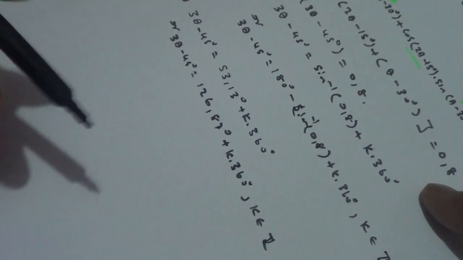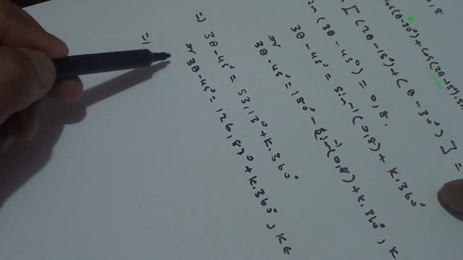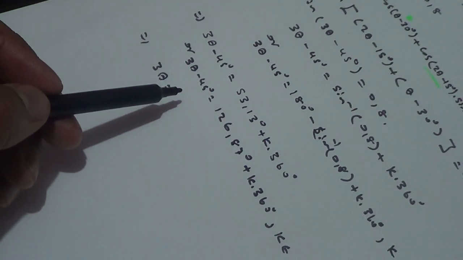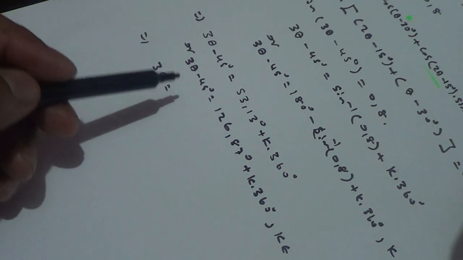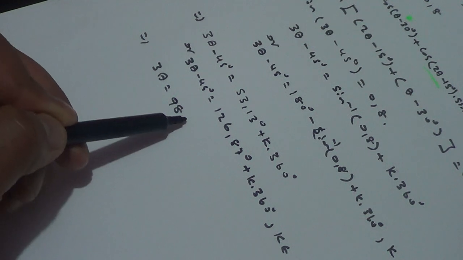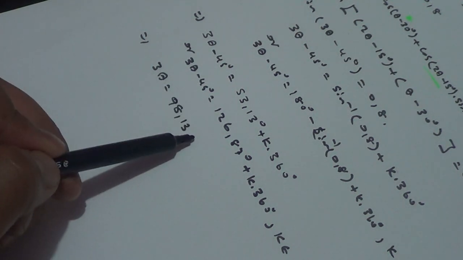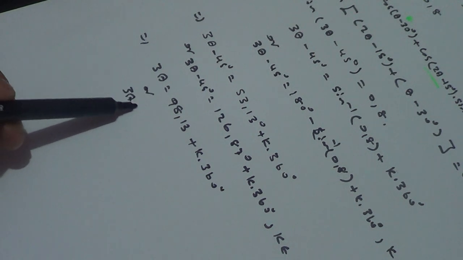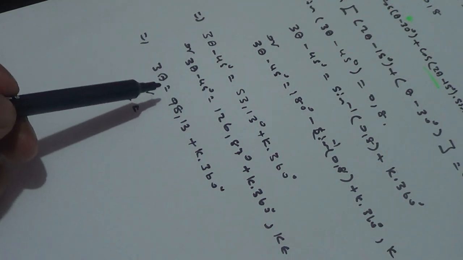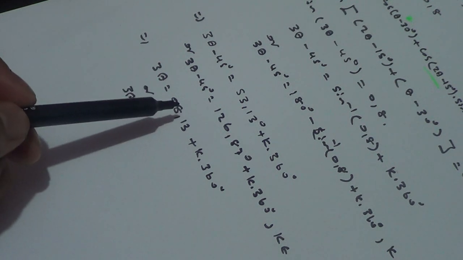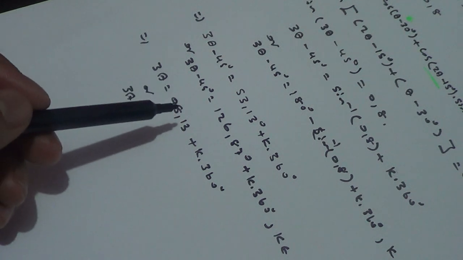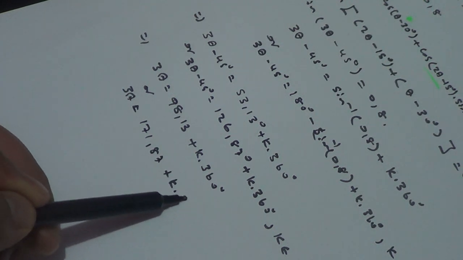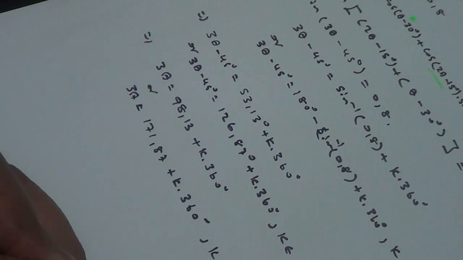All right, not a problem. So we keep working. Now you just solve algebraically. 3 theta is going to be 53.13 plus 45, which is 98.13, plus k times 360 degrees, or 3 theta is going to be equal to 126.87 plus 45. I'm getting 171.87 plus k times 360, where k is an element of integers.